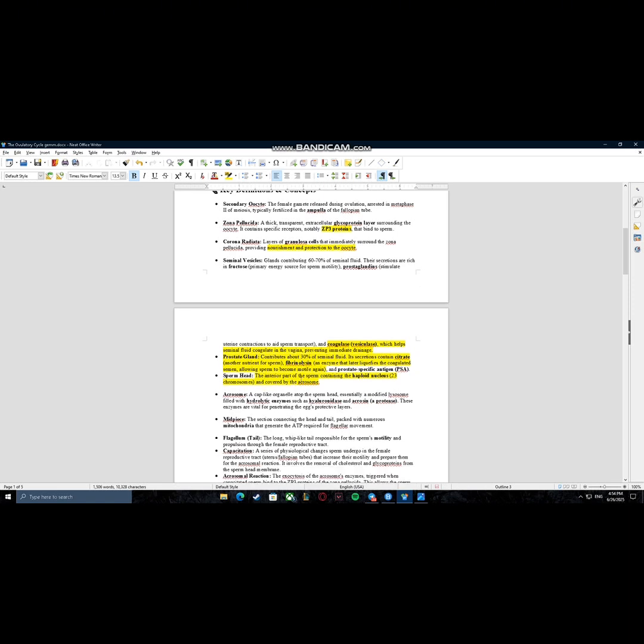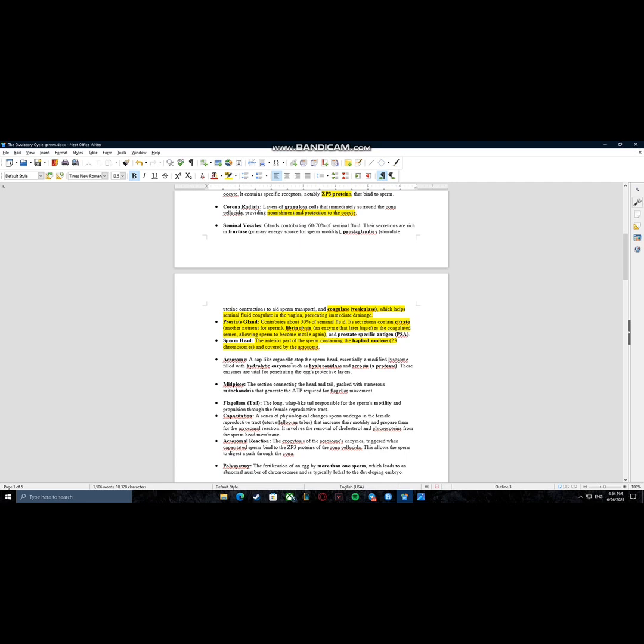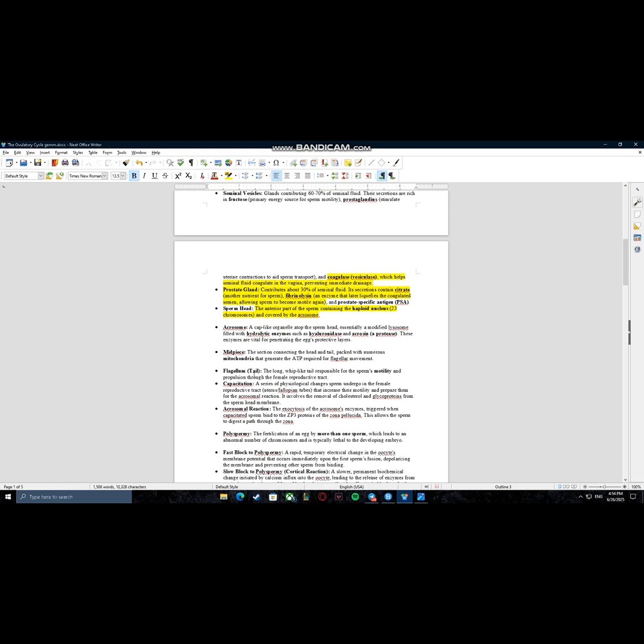Sperm head. The anterior part of the sperm contains the haploid nucleus, 23 chromosomes, and is covered by the acrosome. The acrosome is a cap-like organelle on top of the sperm head, essentially a modified lysosome filled with hydrolytic enzymes such as hyaluronidase and acrosin, a protease. These enzymes are vital for penetrating the egg's protective layers.